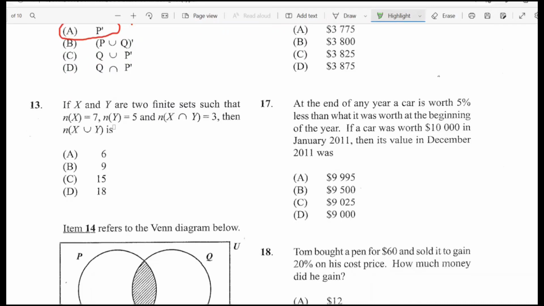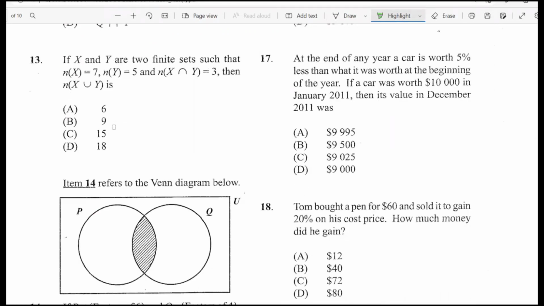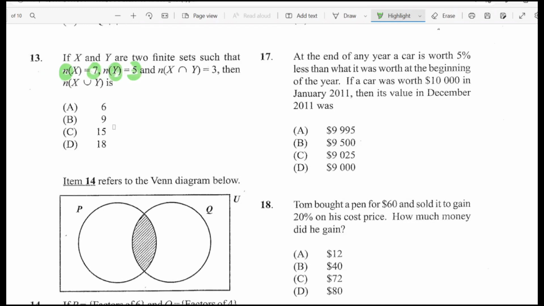Number 12. Number 13 says, if X and Y are two finite sets such that, where that little n refers to the number, so when you read this, you say the number of. So such that the number of elements in X is equal to 7, the number of elements in Y is equal to 5, and the number of elements in X intersect Y is 3. Then what is the number of elements in the union?